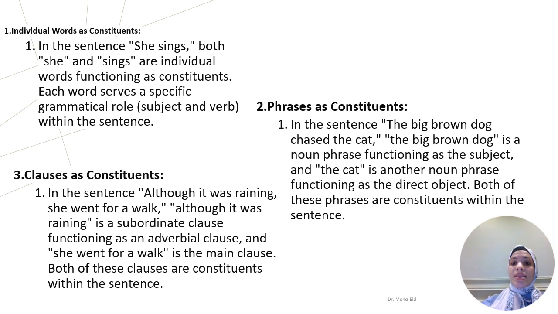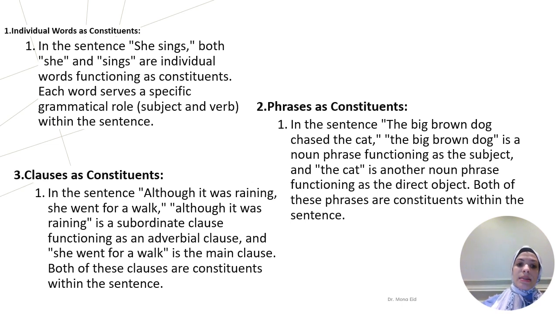Also, we can have phrases as constituents. For example, in the sentence, the big brown dog chased the cat, the big brown dog is a noun phrase functioning as the subject. That means that it is a part of the sentence. And the cat is another noun phrase functioning as the direct object. Both of these phrases are constituents within the sentence.